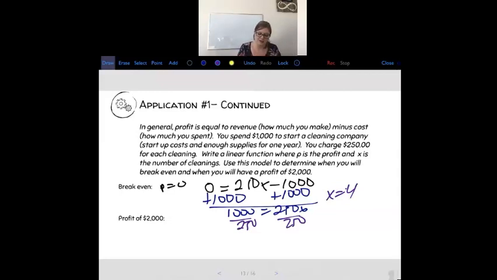Let's say you wanted to make a profit of $2,000. So we would plug in P as 2,000 and do the same thing. I'm out of room, so I'll leave this to you to make sure you solve in your notes. You add 1,000 to both sides, you divide by 250, and you should get x equals 12, which means it'll take a full year to first recover your costs and then to make a profit of $2,000.